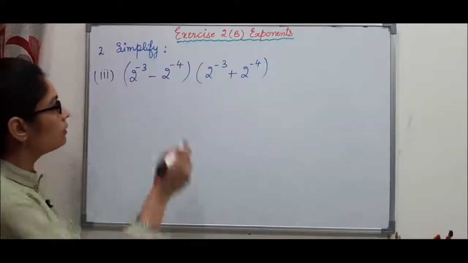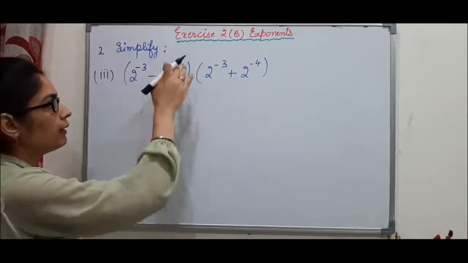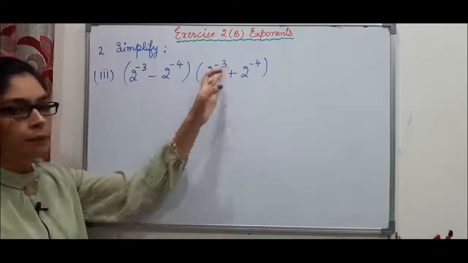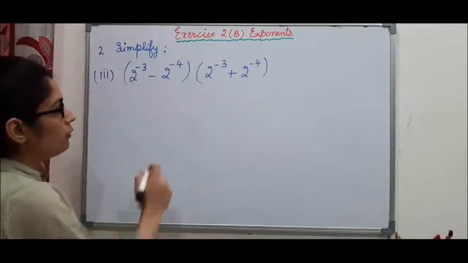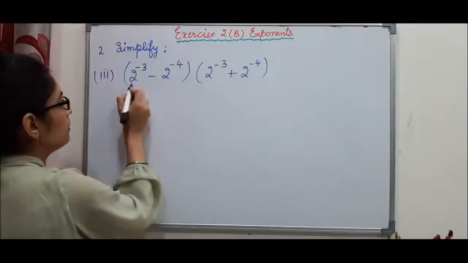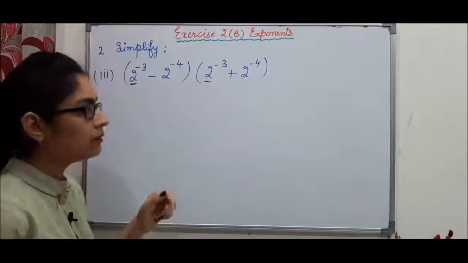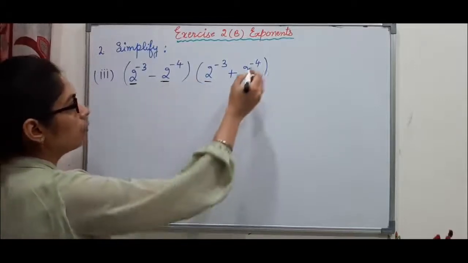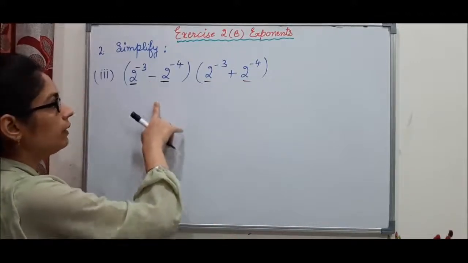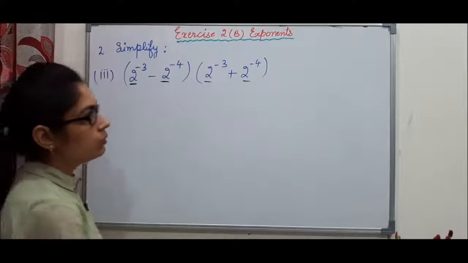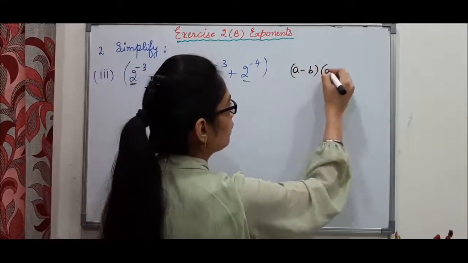In the third part, it's given 2 to the power minus 3 minus 2 to the power minus 4, into 2 to the power minus 3 plus 2 to the power minus 4. If you see these terms, this term is same as this, 2 to the power minus 3, and this term 2 to the power minus 4 is same as this. So the numbers are same, here they are getting subtracted and here they are getting added. So I have something like this, a minus b into a plus b.